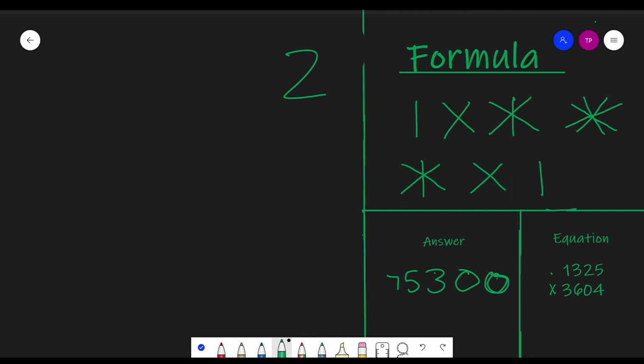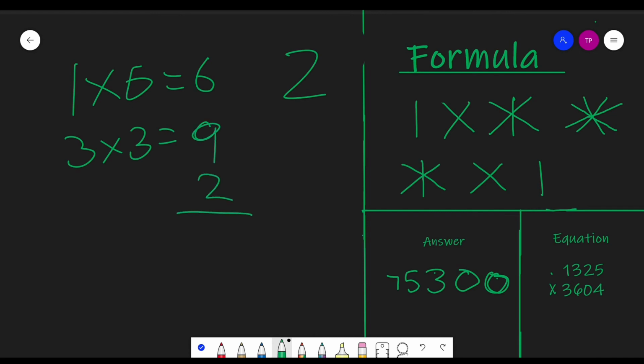And our next step is gonna be doing 1 times 6 and 3 times 3. 1 times 6 is 6. And 3 times 3, which is 9. Plus the 2 we carry forward. So our total is going to be 17. So we write down another 7 and carry forward the 1.